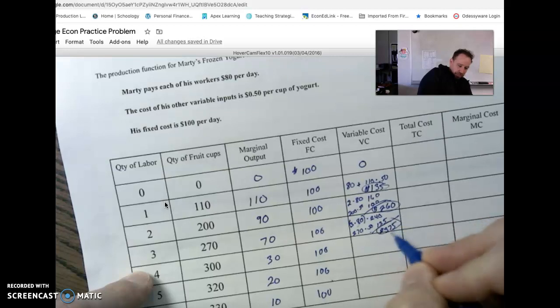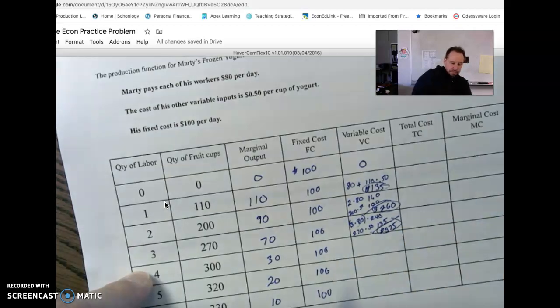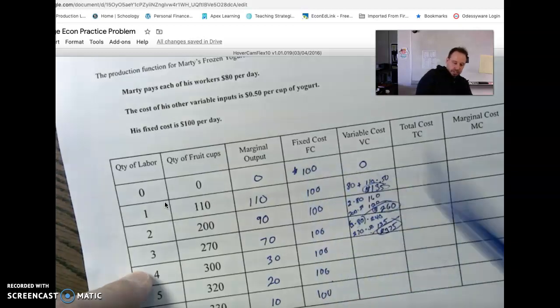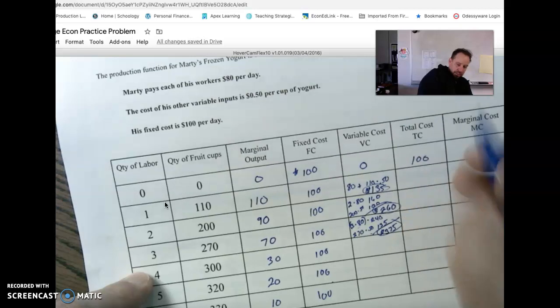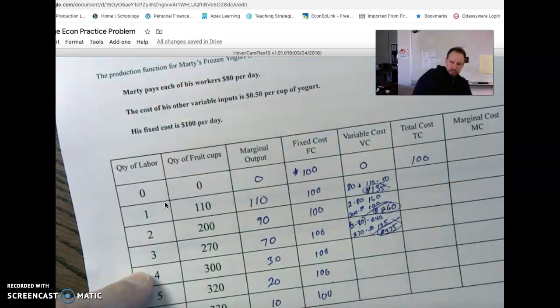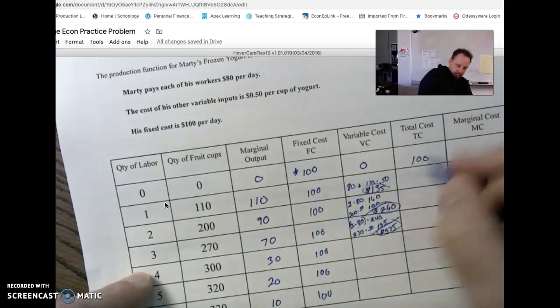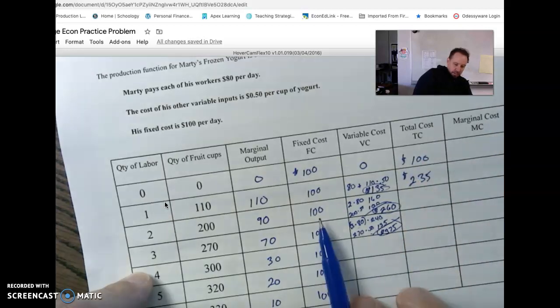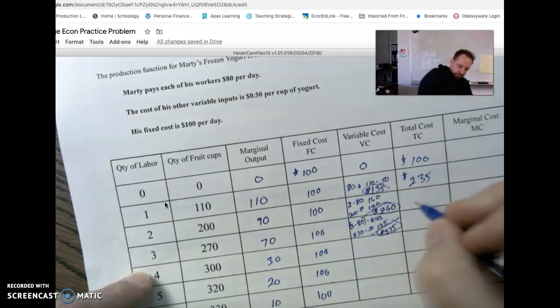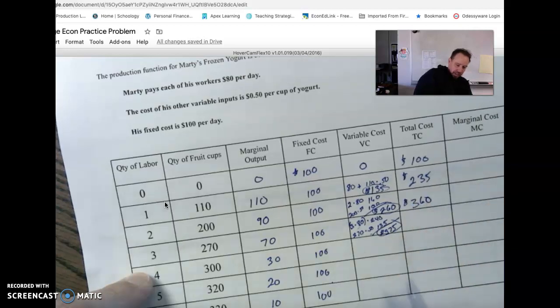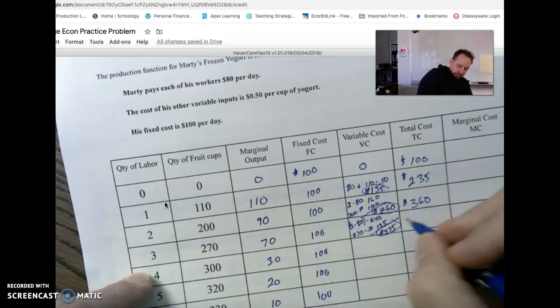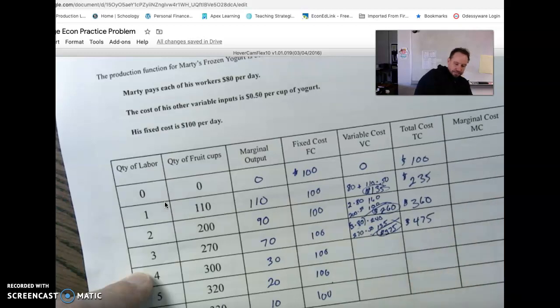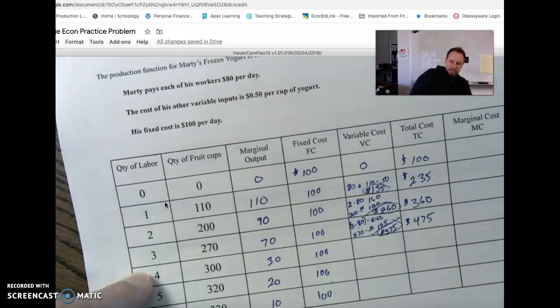And sometimes you'll be given some of these things. Remember now, total cost is fixed plus variable. So then you just add the 2 together. Total cost is 100. You've got 100 plus 135 in variable, so that's 235. 100 plus 260 is 360. And 100 plus 375 is 475. And you could go and figure out the rest.